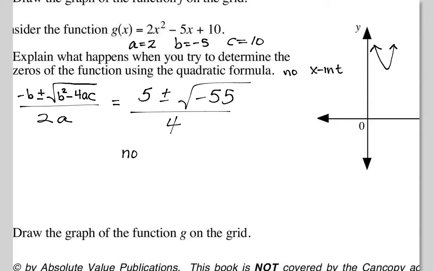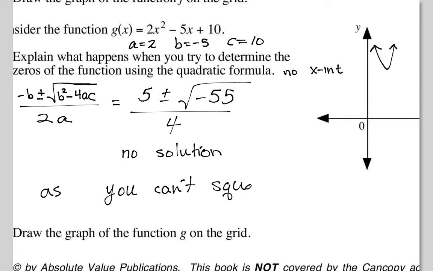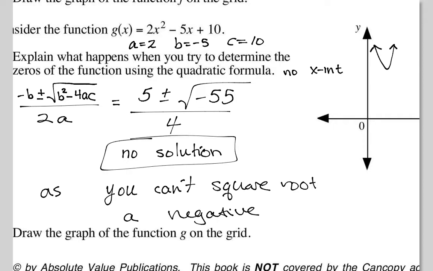This is why we get no solution, as you can't square root a negative. Okay, so no solution is equivalent to no x-intercepts. Yeah, you have to show that.